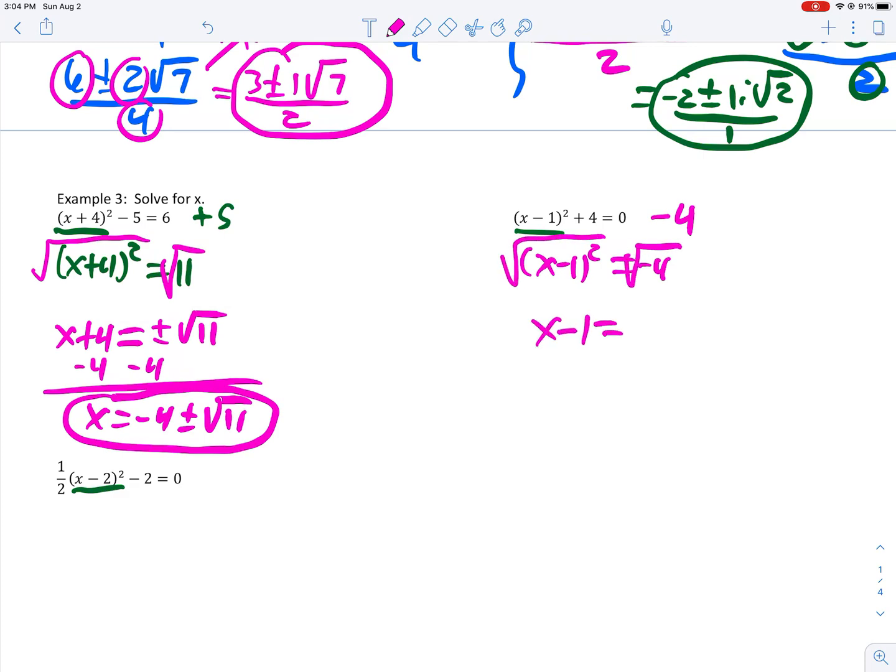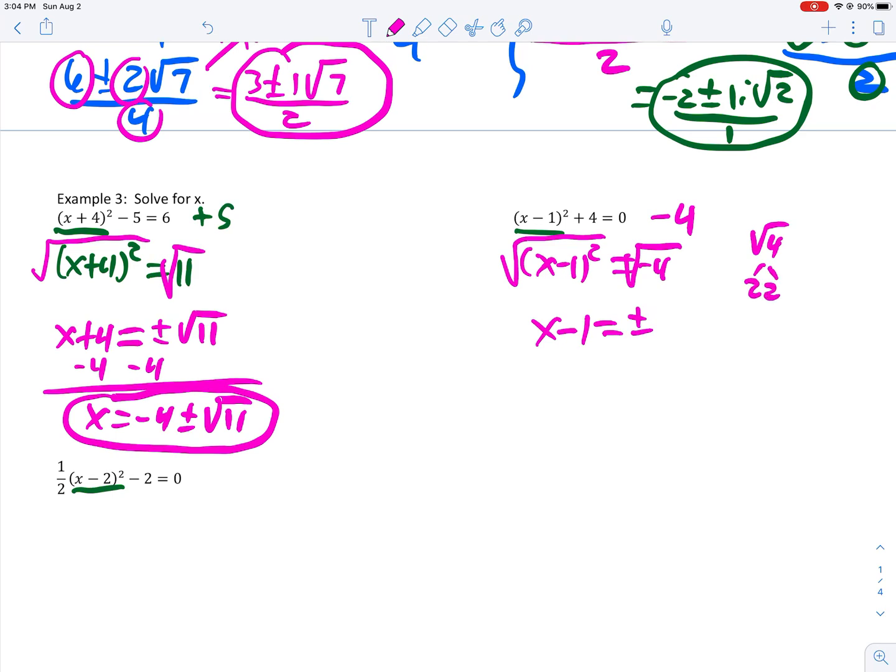Okay, now I'm going to square root both sides. Uh-oh, I'm taking the square root of a negative. So that tells me right now I'm going to get imaginary solutions. So i is going to come into play, but it's the same thing. The i just takes care of that negative underneath the radical.